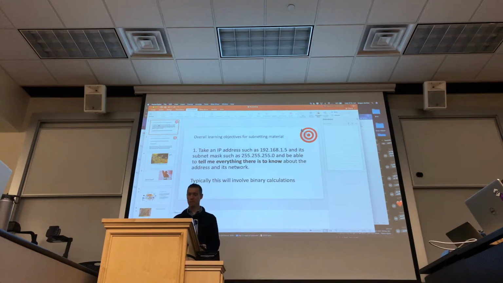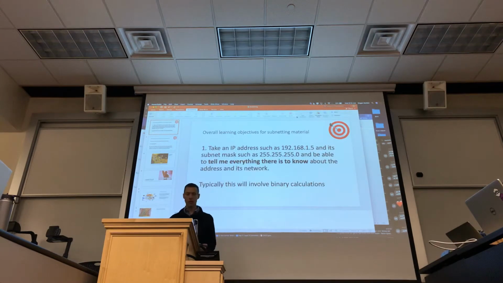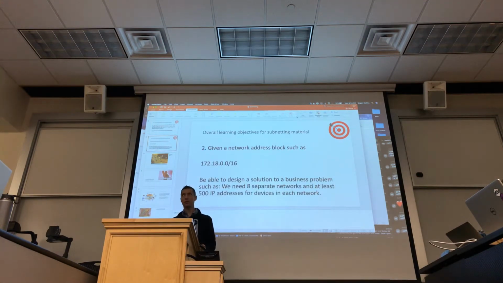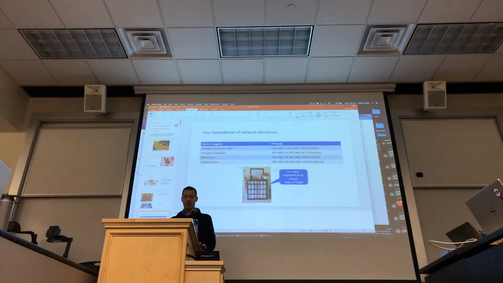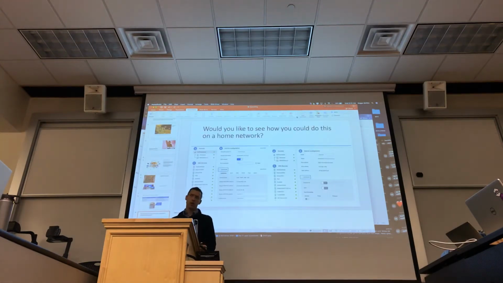Okay, so real quick, these were the slides that we went over last time. You're supposed to be able to know everything about an address as a learning objective. You're supposed to be able to subdivide a network given some notation like this. We talked about how you might organize your home networks.